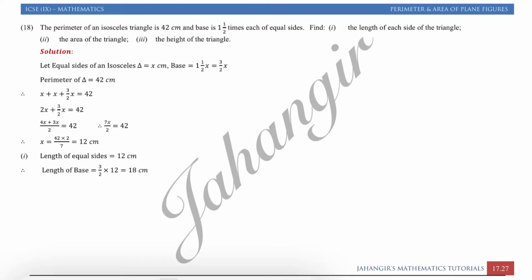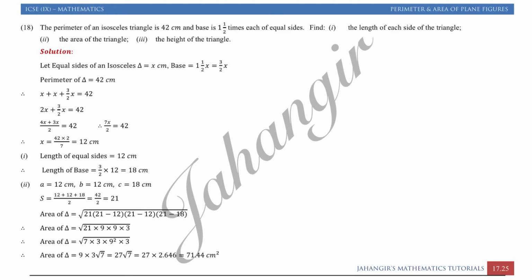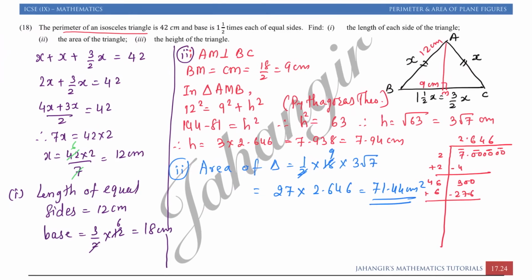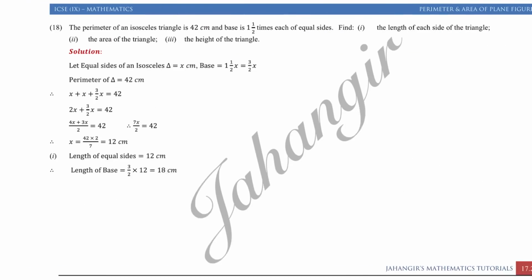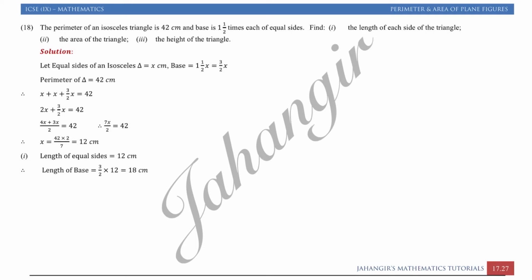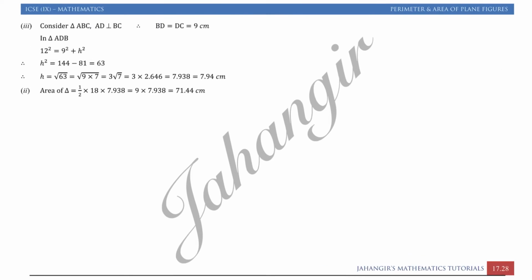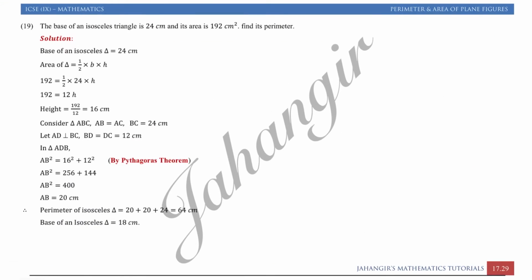Perimeter of an isosceles triangle is 42 centimeter. Base is 1.5 times the equal sides. Find the length of each side of a triangle, area of triangle, and height of a triangle. Actually, this sum has been repeated. 18th. We have to do the 19th question.